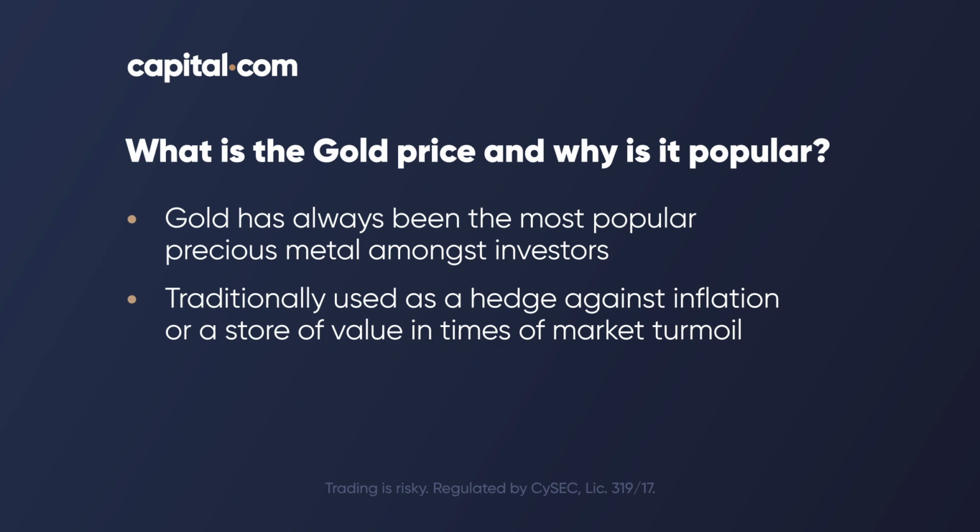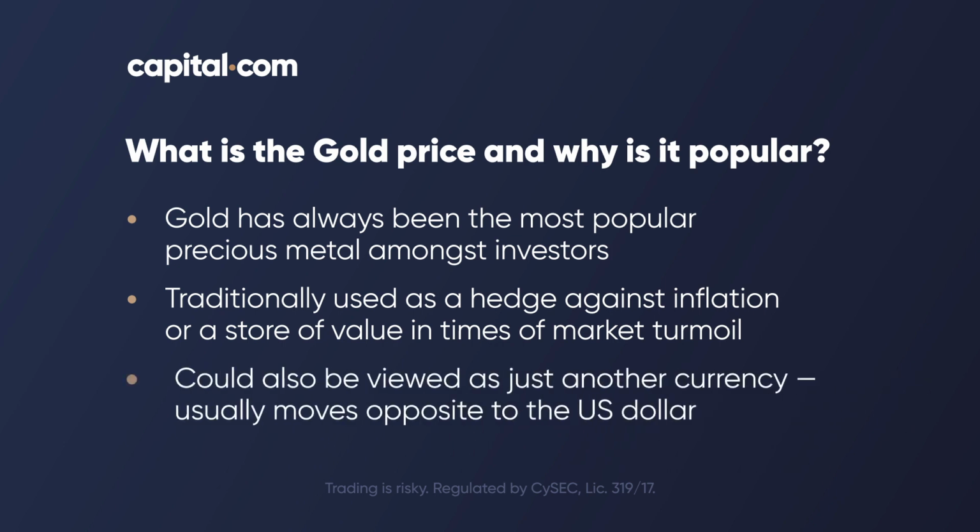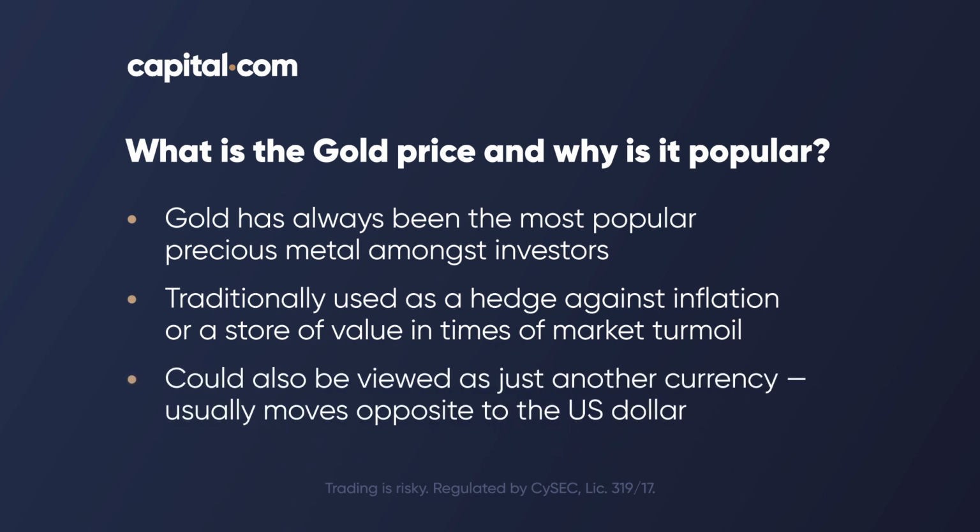So for example, when stock markets are falling, some investors would move their assets into gold because it was seen as a safe destination. It could also be viewed as just another currency like the euro or the pound. The price of gold typically moves opposite to the US dollar. So if the US dollar is strengthening, usually the price of gold will be falling, and vice versa.